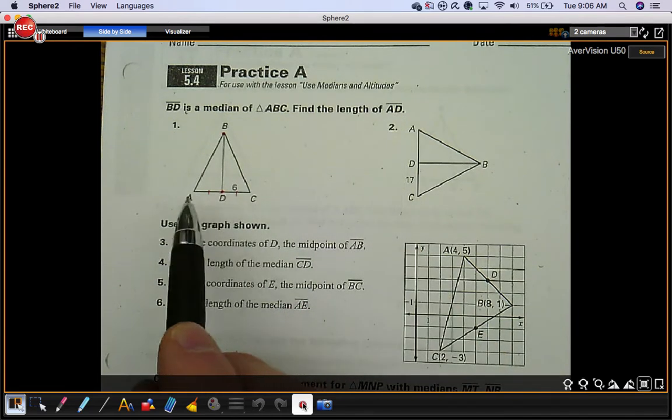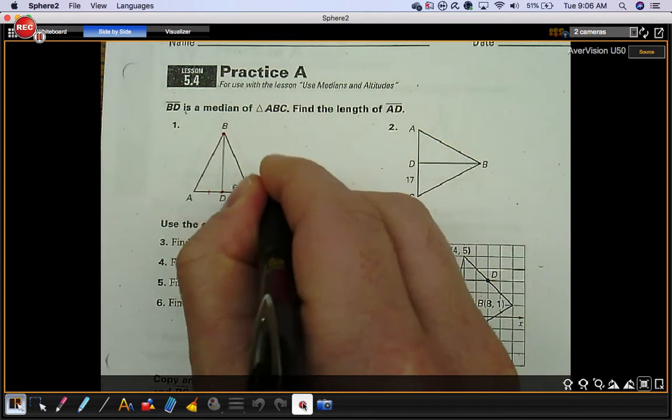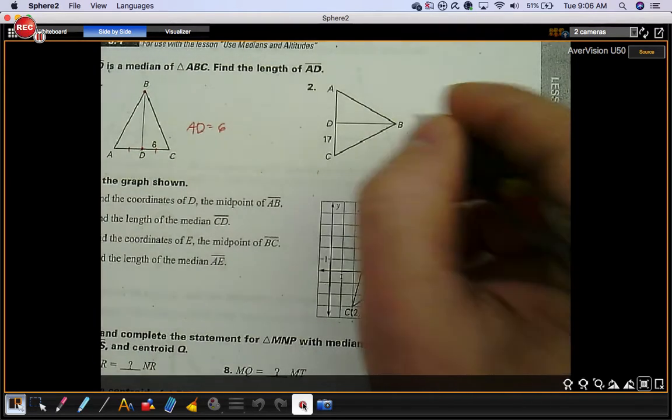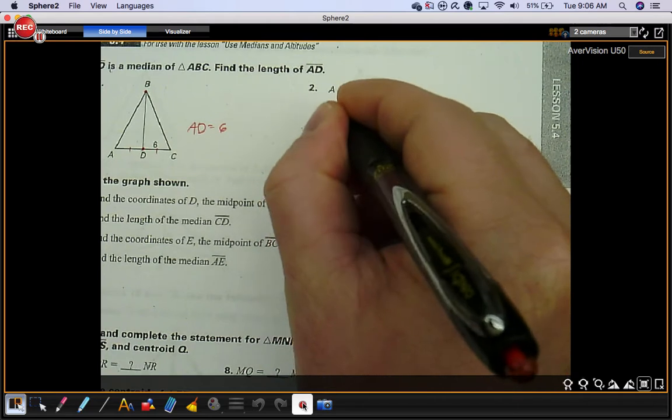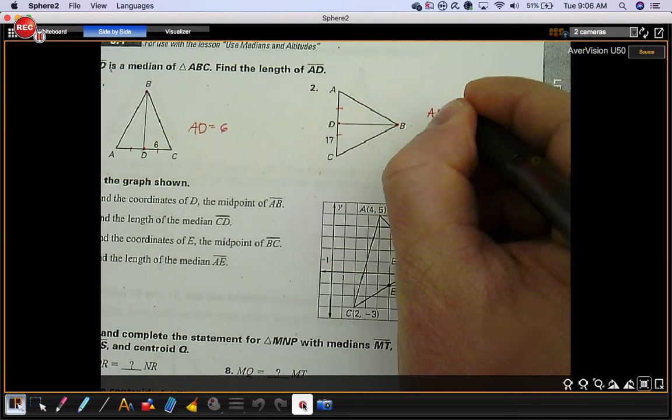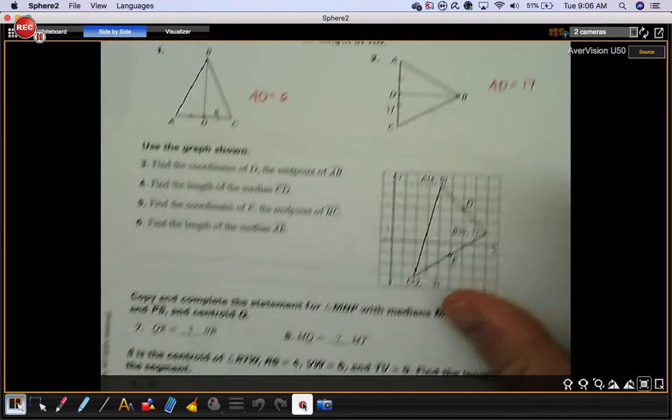If D to C is 6, A to D is also 6. In number 2, they're telling you, again, this is a median, so those lengths are the same. A to D must be 17.